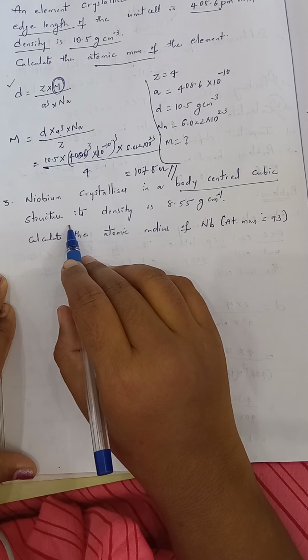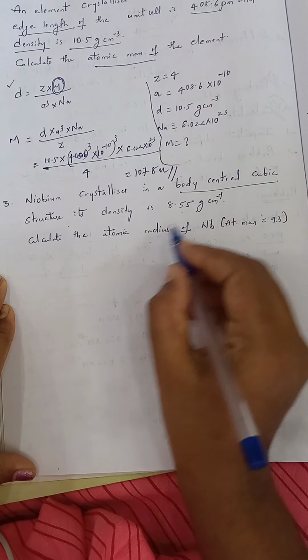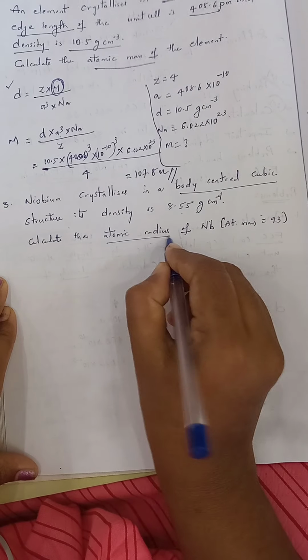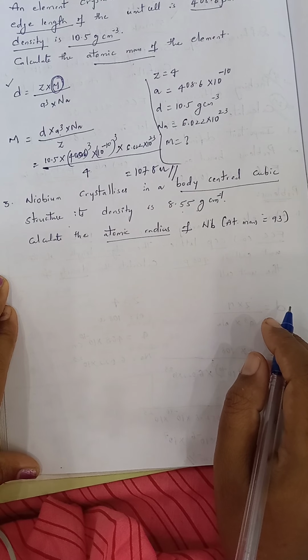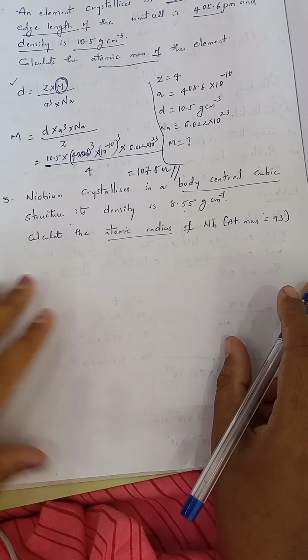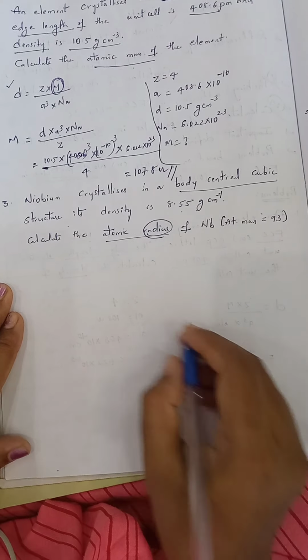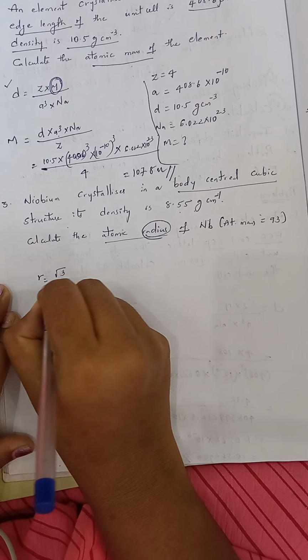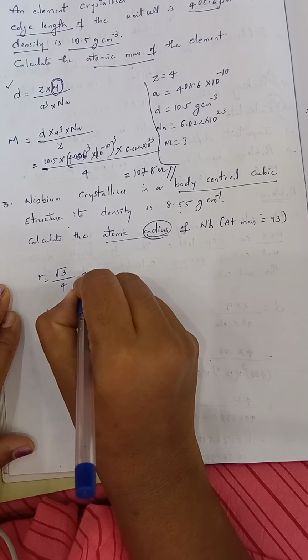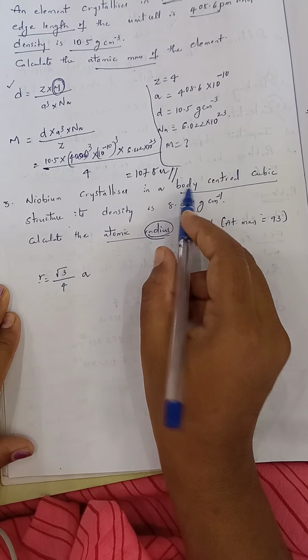Now here is our next problem, that is, niobium crystallizes in a body centered cubic cell, it is a BCC structure, and its density is given, that is 8.55 gram per cubic centimeter. Calculate the atomic radius. We want to find out the atomic radius of the unit cell. Atomic radius is nothing but the R value we want to find out. To find the R value for a body centered cubic structure, the formula is root 3 divided by 4 into A. This is the formula to find out atomic radius for BCC.